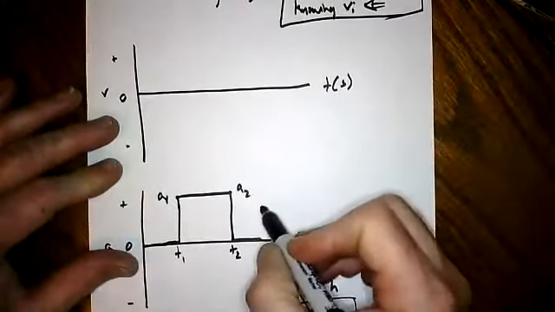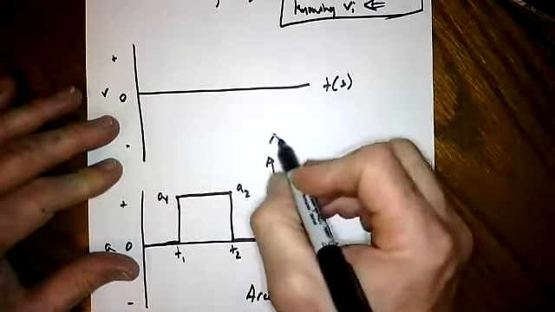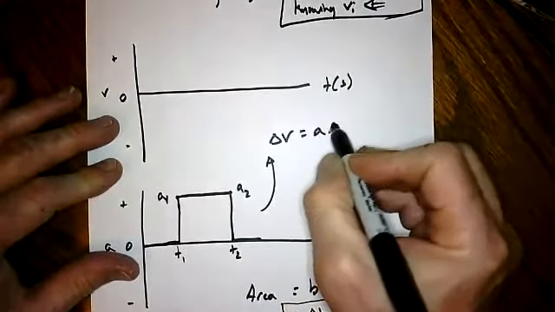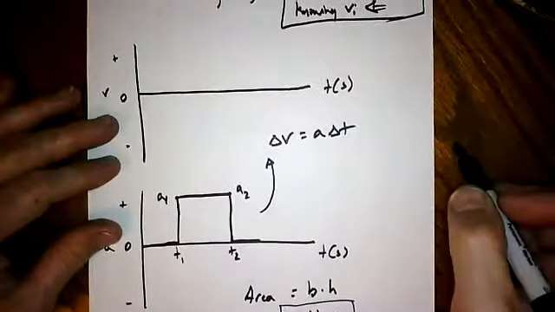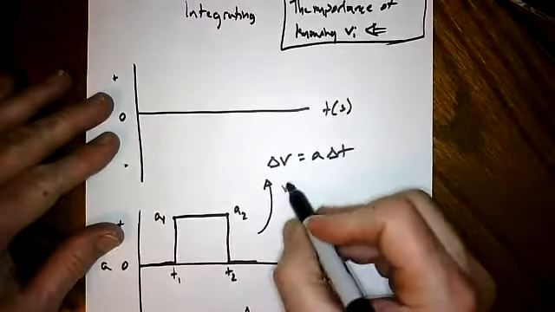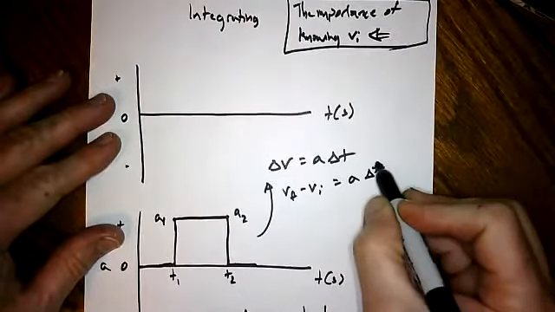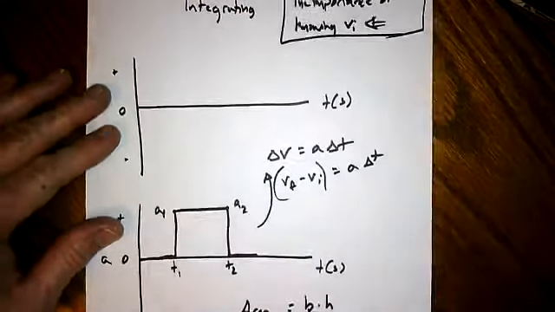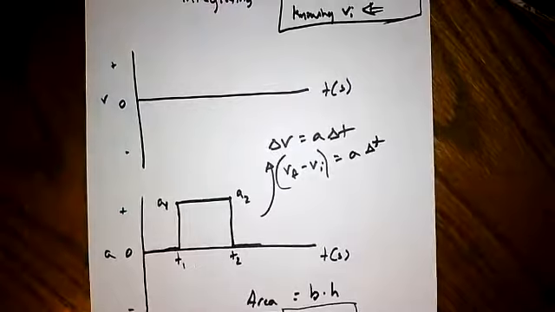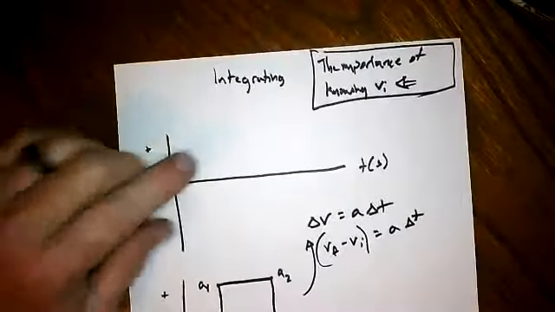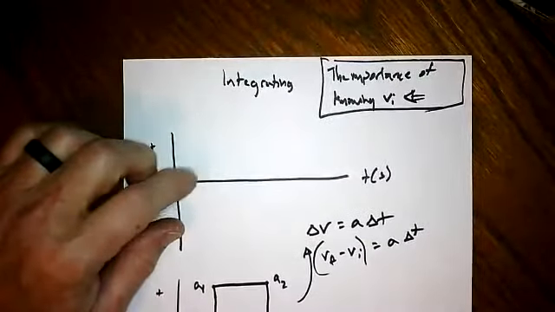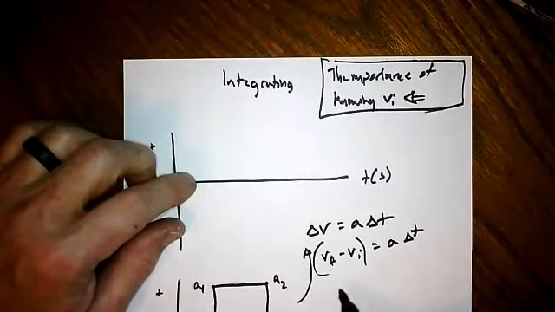Well, all we've gotten so far is delta V equals A delta T, or VF minus VI equals A delta T. All right, so now, how do I put data up here if this is what I know?